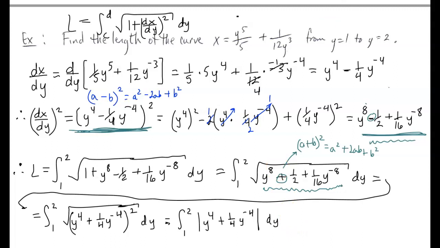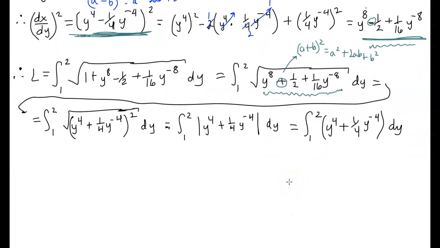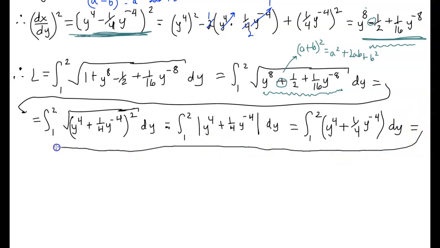So now that we've addressed that, we can continue and just rewrite this as y to the 4th plus 1/4 y raised to the -4 dy. Okay. And so now from here, we're back to first year calculus, where all we have to do is take the antiderivative of both terms here and evaluate from 1 to 2, and then we will get our answer. So the rest of this is really just computation from this point.